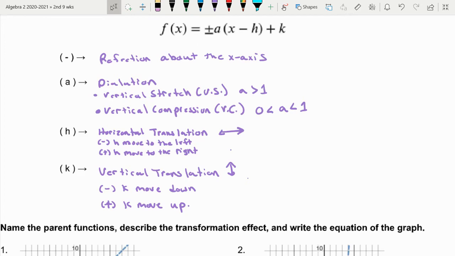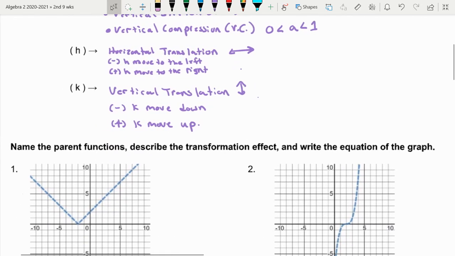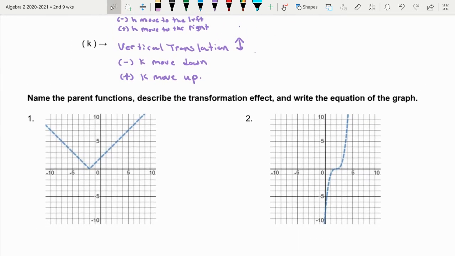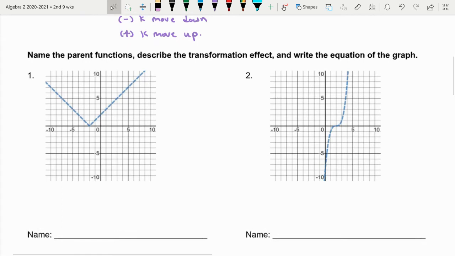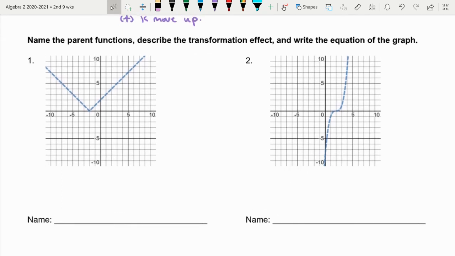So there are transformations, and we can tell all that from the formula and from the equations of whatever parent function we're looking at. So here are some examples. Name the parent functions, describe the transformation effect, and write the equation of the graph. We'll do those things based on given information, so we can base it off either the transformation or the graph or the equation, and we'll interchange them. Let's look at this first graph here. First of all, we need to recognize what it is.